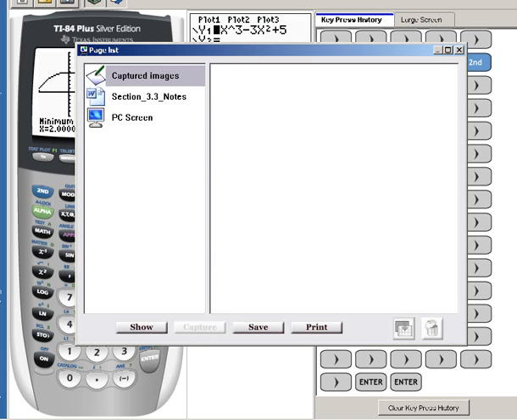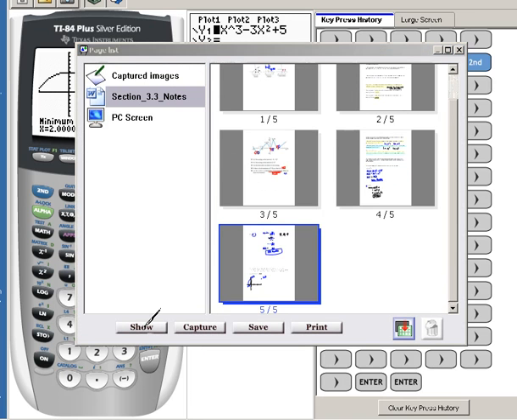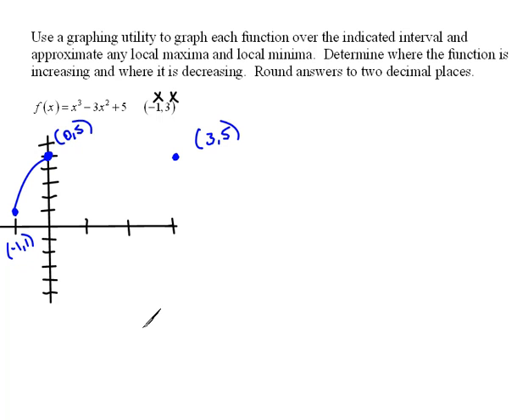So back on my paper here, I'm going to go ahead and plot that. (2, 1) would be right about there. So if I were to continue drawing this in, it looks like it would come down and then back up again. So that's what it looks like. Now, we still haven't answered our questions though, have we? So we need to do that.